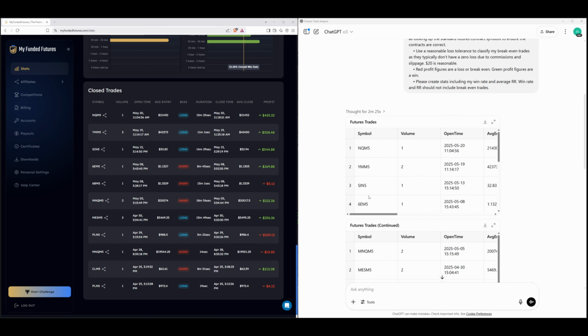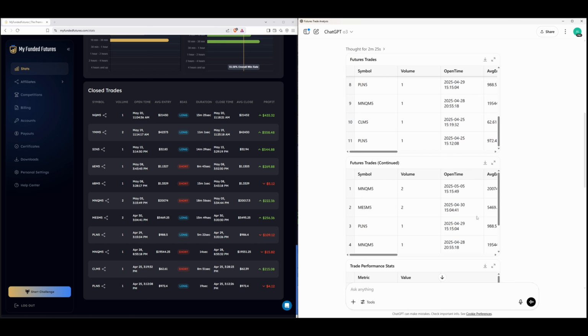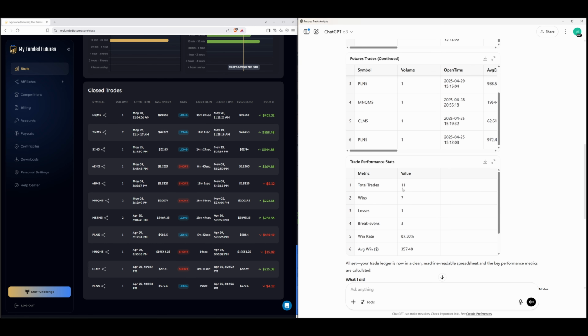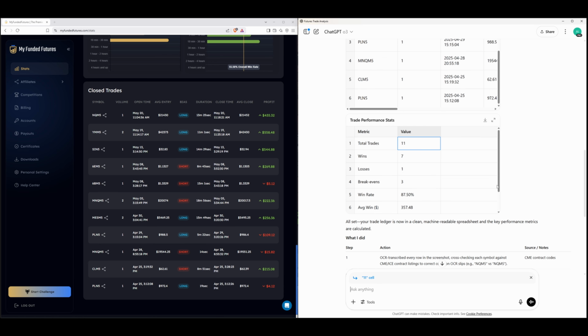So what has it done? It's produced a table for me. So it has all my trades in there, so I can validate that it has not made a mistake with the symbol. Okay, and then it's produced the metrics for me. So 11 total trades, 7 wins, 1 loss, 3 break-evens, a win rate of 87.5%. And then does it give me an RR? An RR, average RR of 3 RR, basically.